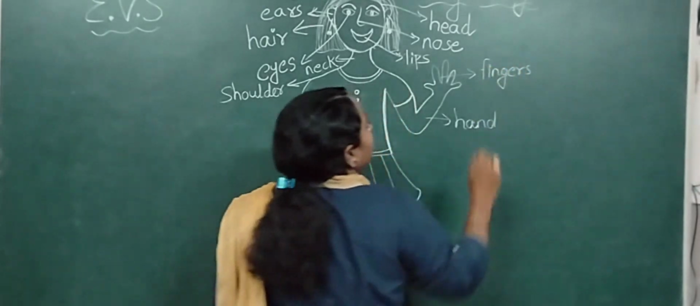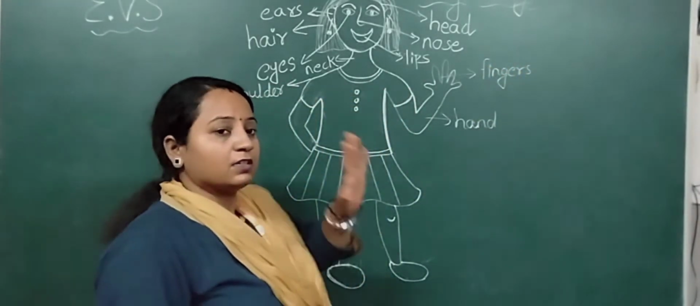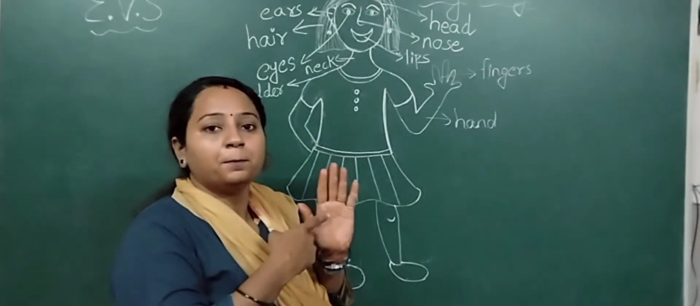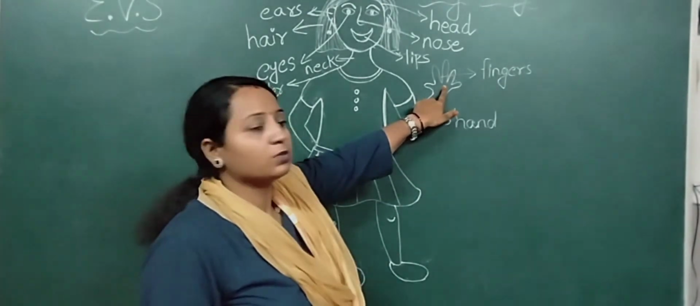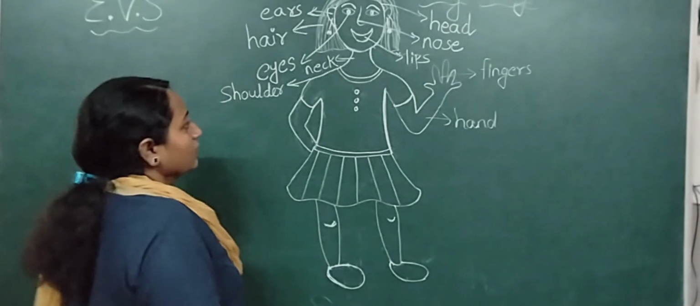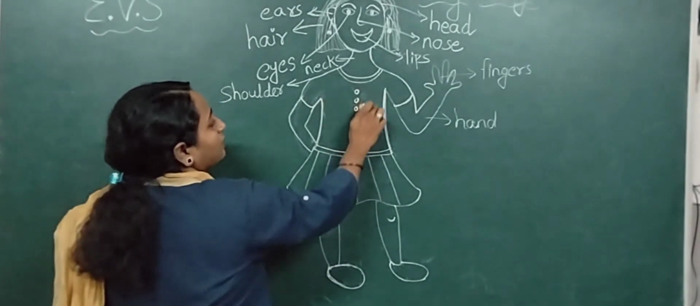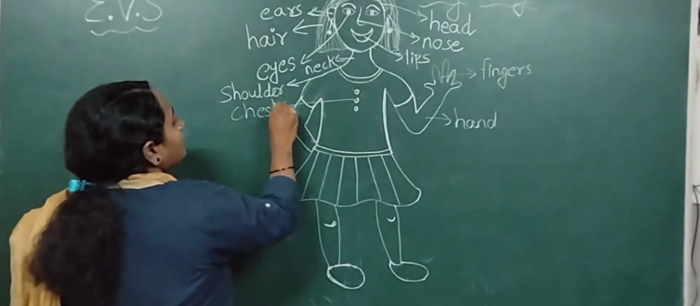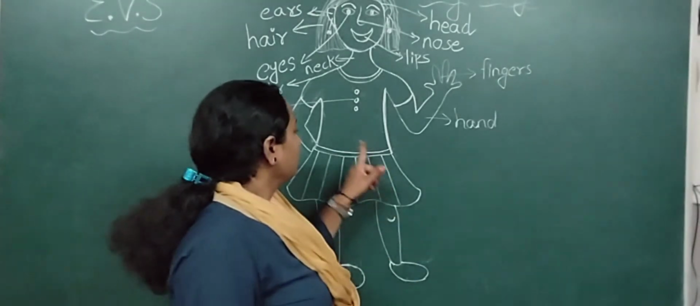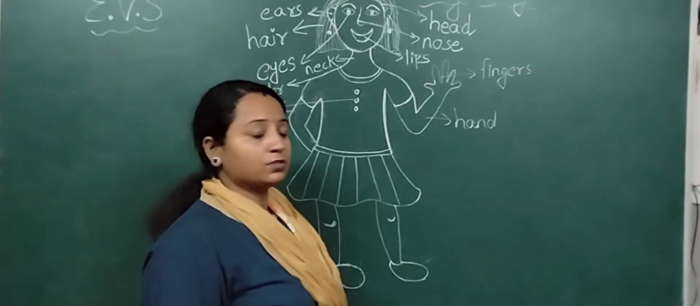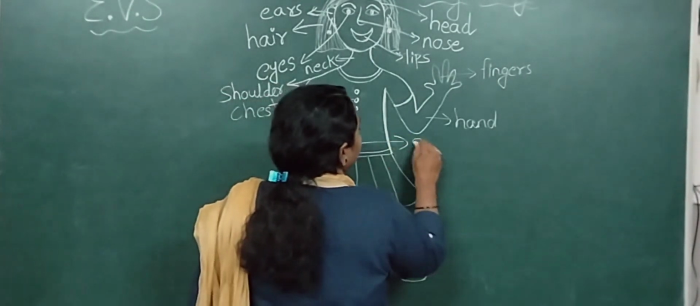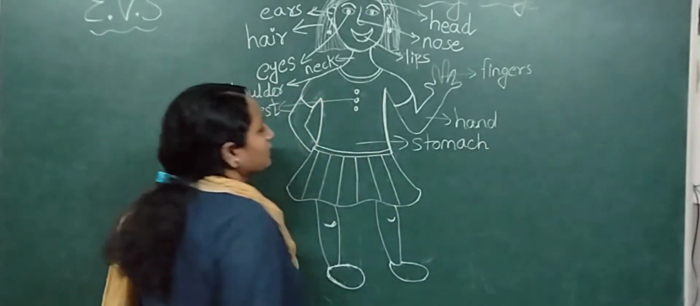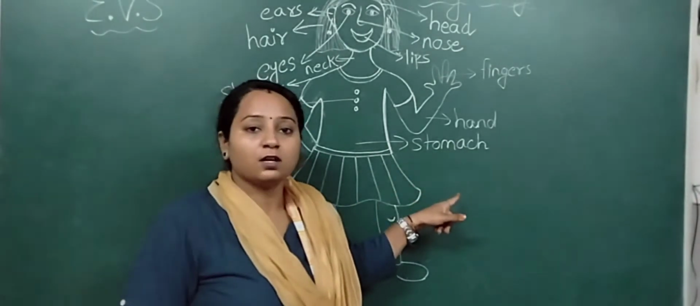This is called fingers. This is called finger. This is called thumb. This is called palm. This portion is called chest. This portion is called stomach. S-T-O-M-A-C-H. Stomach. Okay.